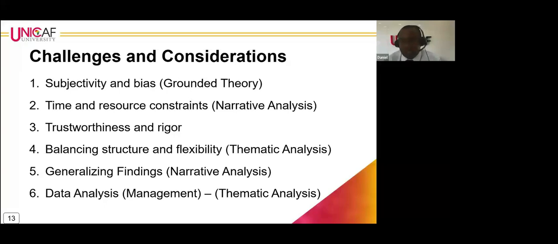Okay. There are also issues that I raised in number 3, trustworthiness and rigor. Trustworthiness is an all-embracing terminology that talks about validity and the reliability of the instruments and the data that you get. Is it going to reflect the same if it was done using the same instruments or others at another time, right? Are these findings credible?